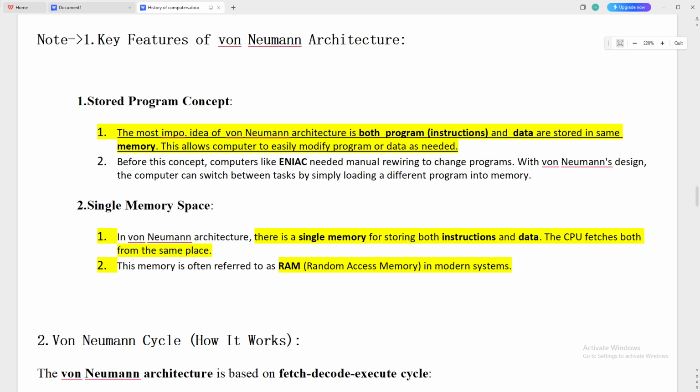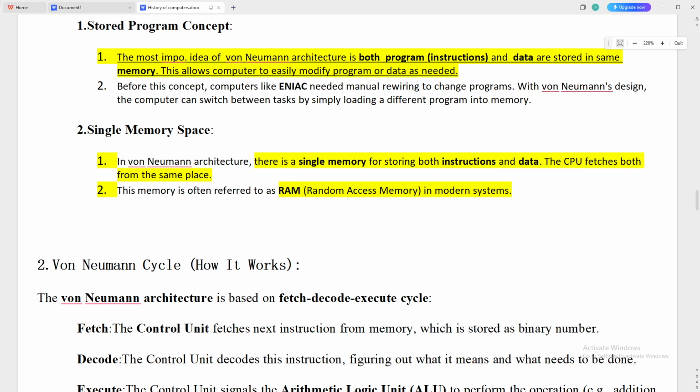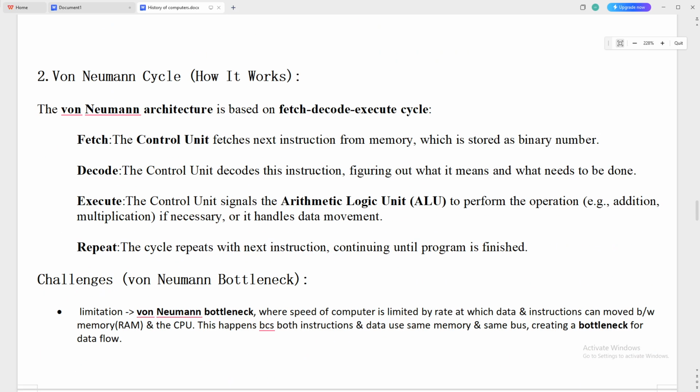At that time, you had to physically rewire everything to access the program instructions in one place and the data in another place. So you can imagine how tedious and how unnecessary the work was.